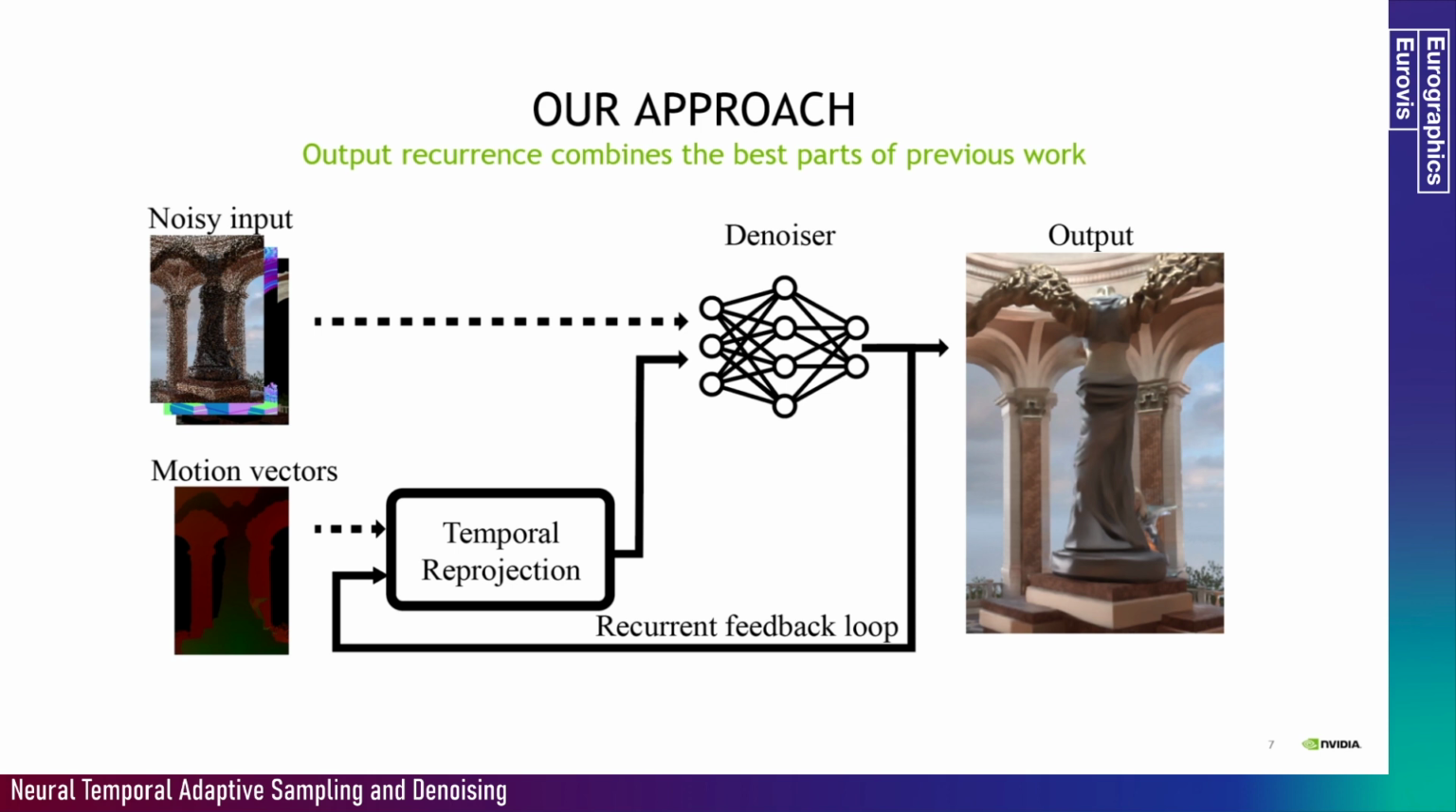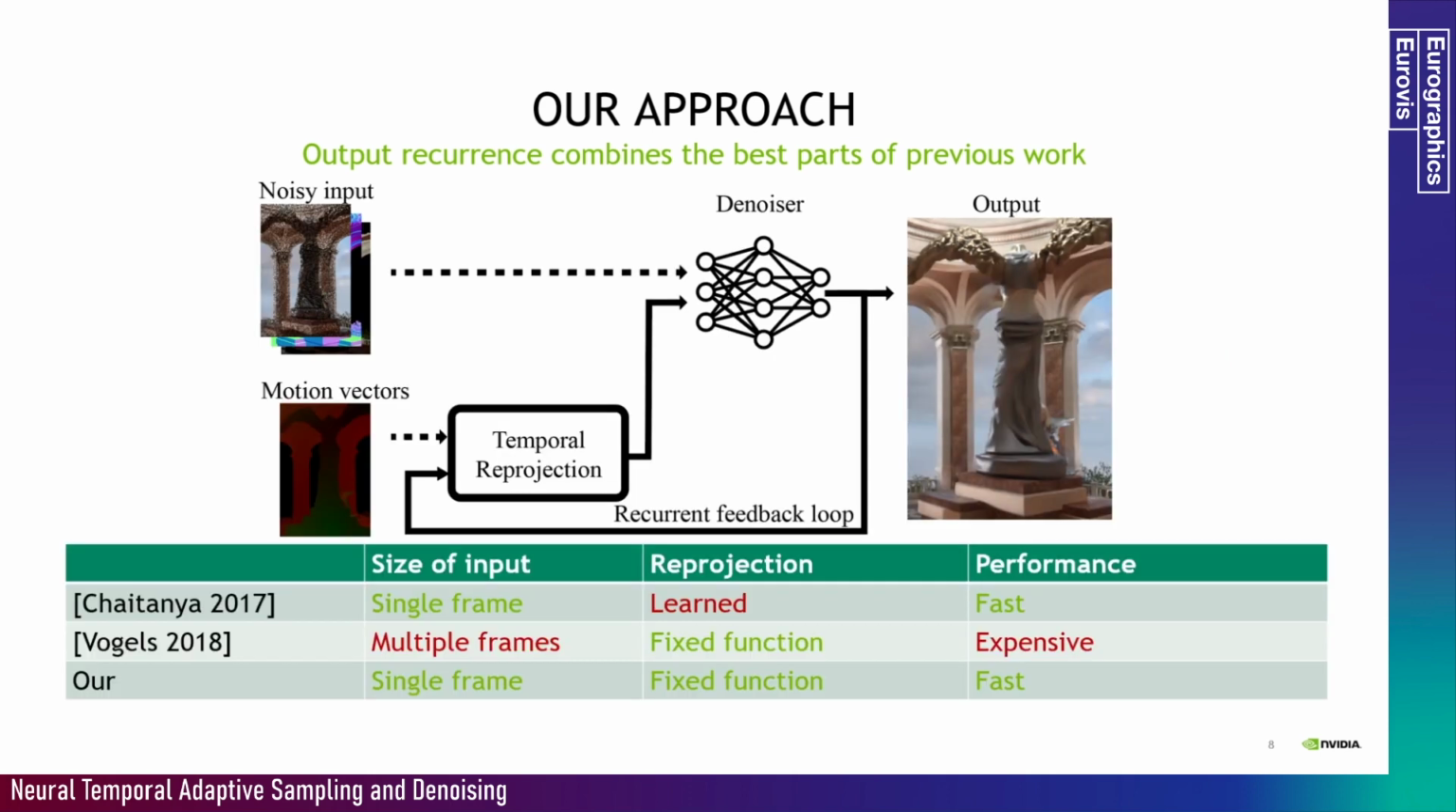This is a recurrent type of network design, pretty similar to Chaitanya et al. So we must train it on a clip of frames rather than a single frame to allow the internal state to settle. Again, we get the best of both previous work here, with the network operating on a single frame at a time, which is good for performance, and the reprojection being handled by fixed function code, which tends to help training and improve image quality.